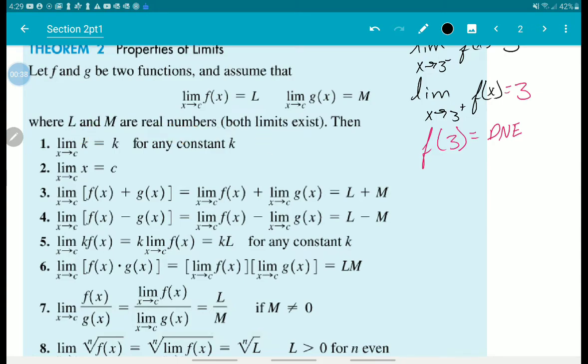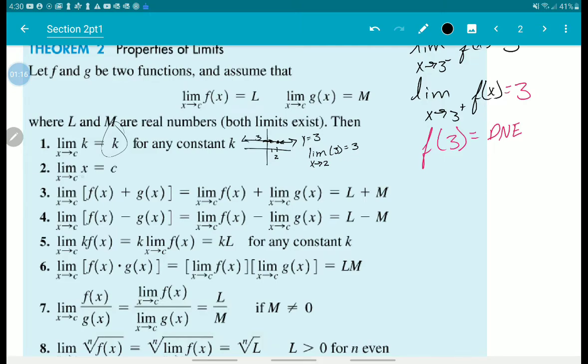So the first property says that if we want to take the limit as x approaches a number c of some constant value, we're just going to get that constant. That's looking at the function maybe like this. Maybe this is the function y equals 3. And I ask you, what is the limit as x approaches the number 2 for that function y equals 3? Well, here's the x value of 2. As I come in from the left and from the right, I'm going to approach that number 3. That's what that property is saying.